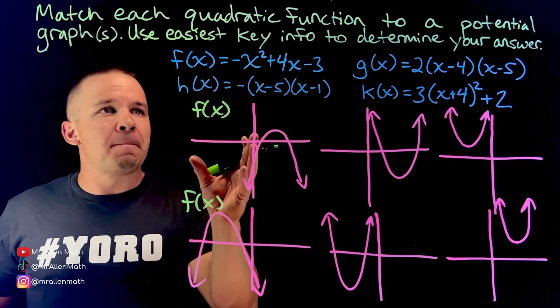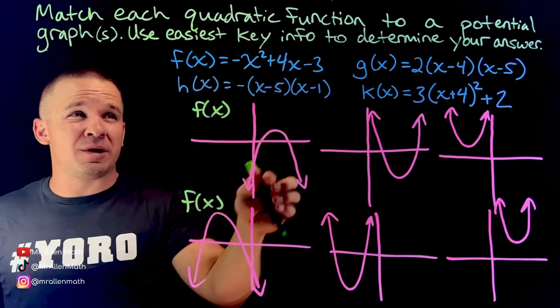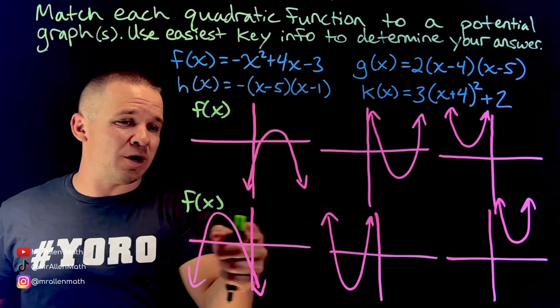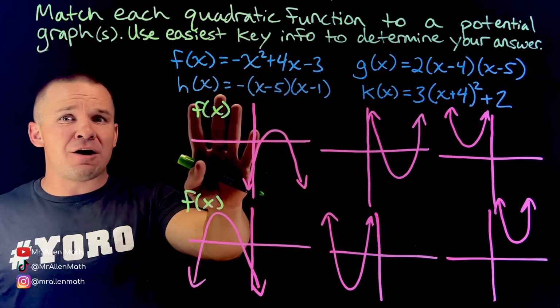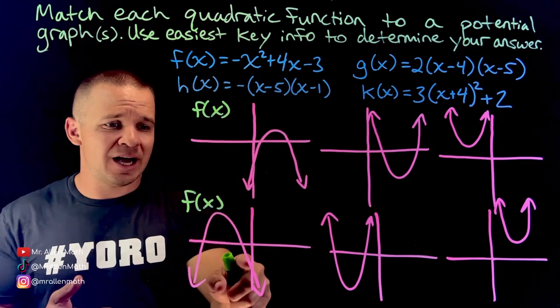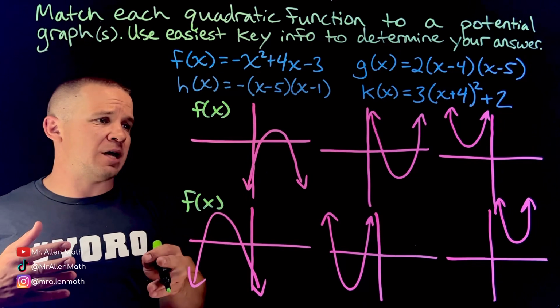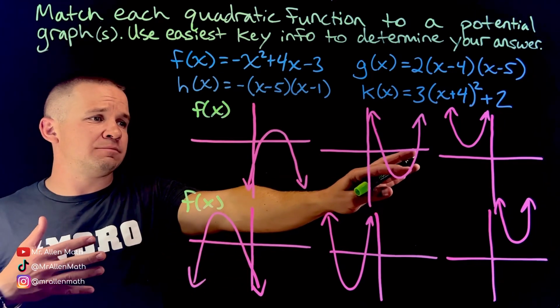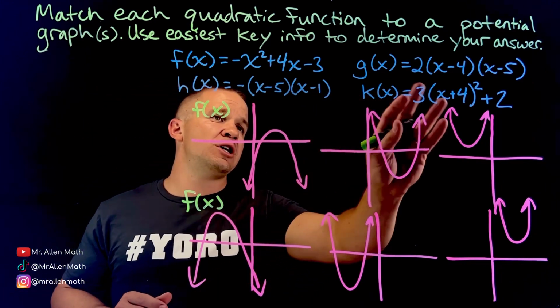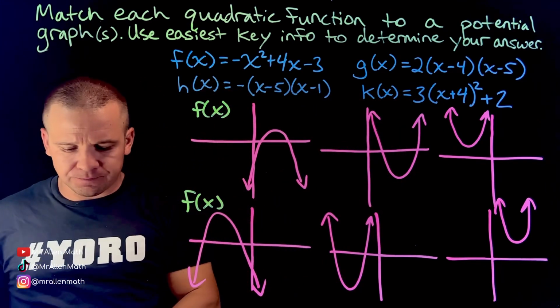Anywho, if we were to go a little bit further, we could maybe find our vertex, opposite of b over 2a, plug it back in, and see which one is the better option here. For now, for this video, we're going to say either one of those based on opening down and the negative y-intercept. None of the other ones are opening down, nor do they have a negative y-intercept, so good to go there. All right, g of x time.